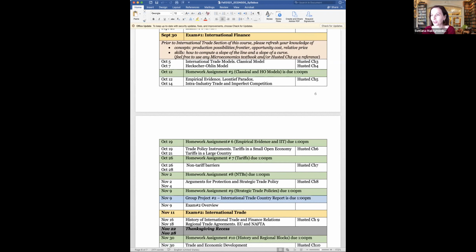Again, similar to the first section, as we proceed with the material, students complete their weekly homework assignments, and at the end of this section, they also submit their country report, exploring tariffs, non-tariff barriers, and the pattern of trade for the country of their choice.